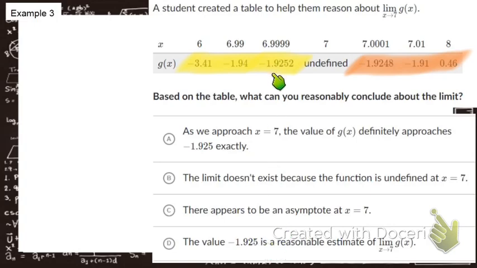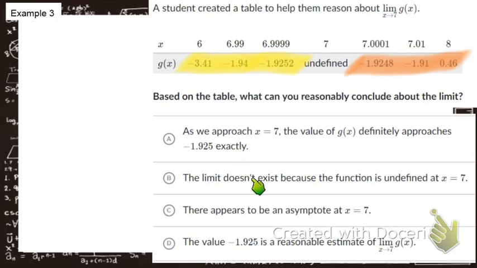Cool. Tables are not perfect. Tables will never tell us what the limit is definitely approaching. The only thing that would tell us what the limit is definitely approaching would be the actual function, all right? A table is not enough information. So I would say this so far is a better answer than A at least, that negative 1.925 is a reasonable estimate, not that it's definitely the limit.